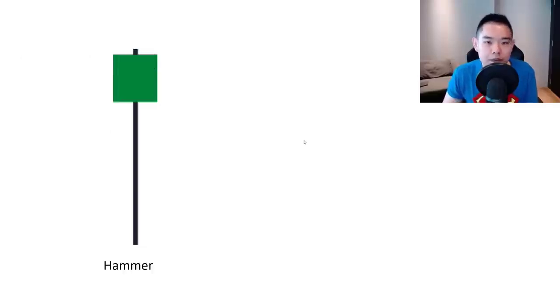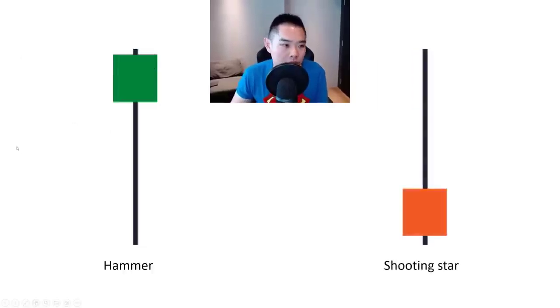The other price pattern I want to share with you, or candlestick pattern if you want to call it, is called the shooting star pattern. So you can see this over here, again, is the opening price.